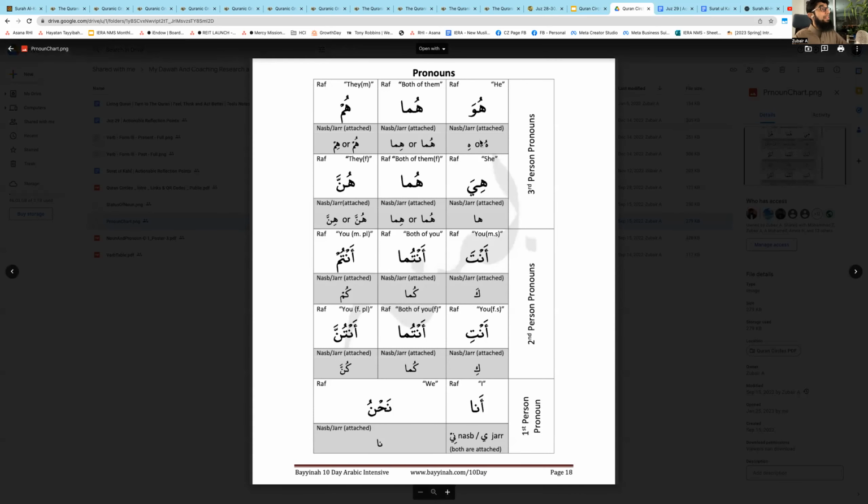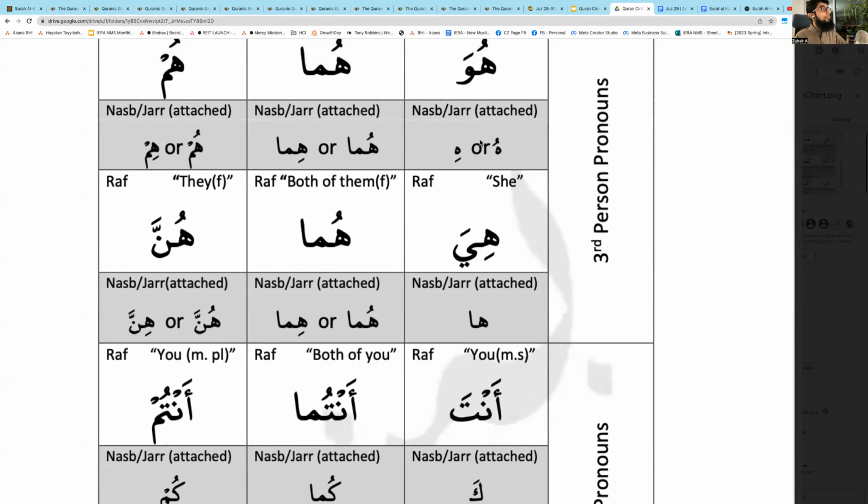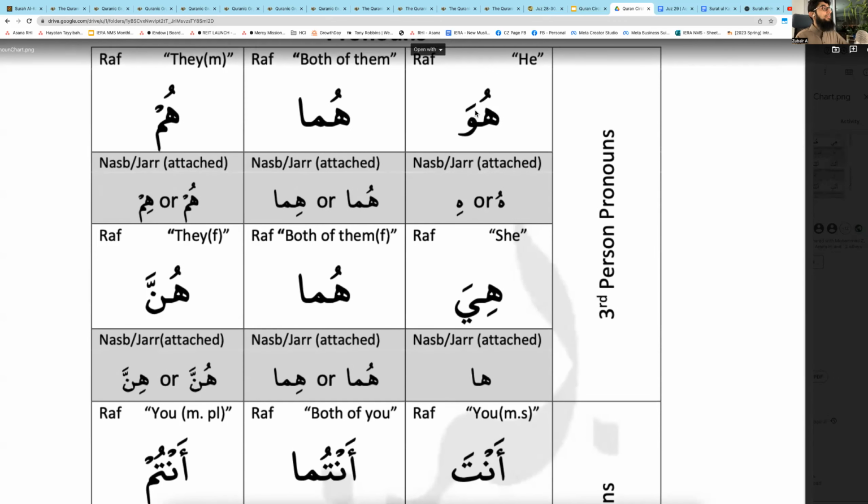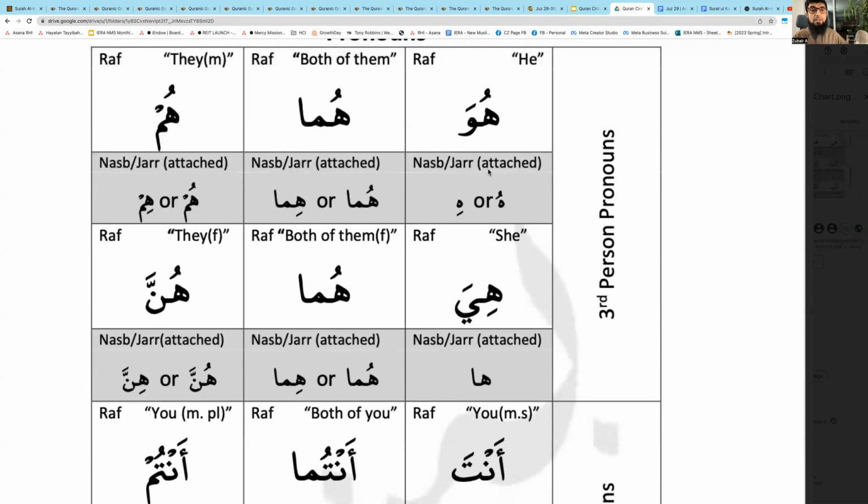Now within the singular, you have these two things. You have hua and you have who or he. What they're saying is attached or detached. So let me give you an example of what's going on. Let's focus on the pronoun he in the English language. I'm talking about a male student. I'm saying, hey, you know what? Abdullah is my student. And I'm continuing to talk about Abdullah.